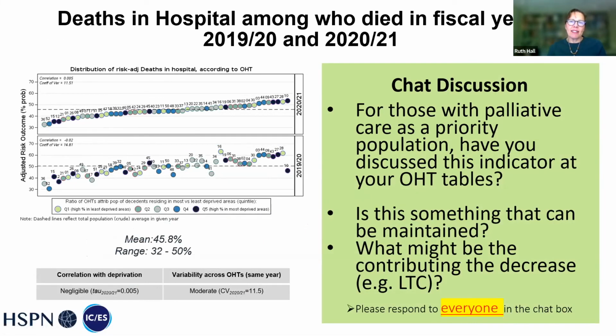So this palliative care section, I'm just wondering if this indicator has been discussed at your OHT tables. And as I mentioned, is this something that we want to keep driving? We were able to get it down, but is it down for the right reasons? What's contributing to this decrease? Is there an opportunity to reach out to some long-term care facilities, given what we saw happen in COVID in the long-term care facilities, to engage them in discussions about place of death for those at end of life care, and what supports are needed?